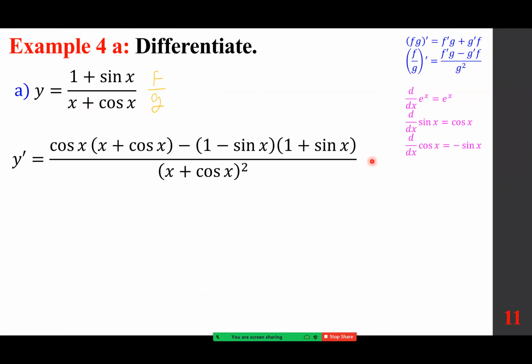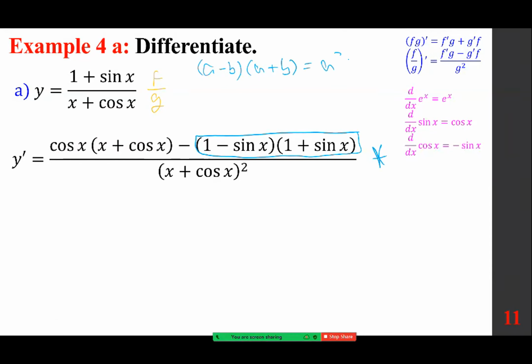Now, you have to distribute this. Get cosine x times x, which is x cosine x. You have to distribute this and you get plus cosine squared. So what I want to quickly go over, first of all, this is the only calculus step. Secondly, this part, a minus b times a plus b is a squared minus b squared, and that's why you get 1 minus sine squared x.